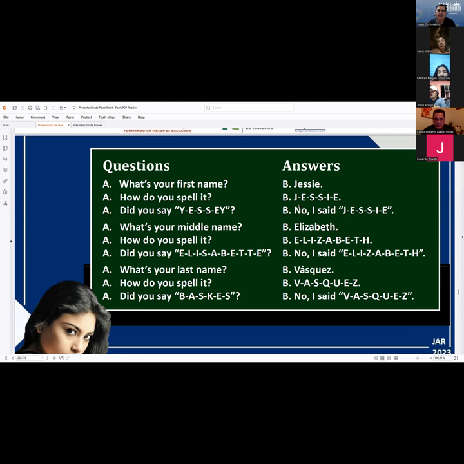Spell it. J-E-S-S-I-E. Or you can say, when there are two letters, you can say double. Double and the letter. Double S, double L, double M. It is double S, right? J-E double S-I-E.